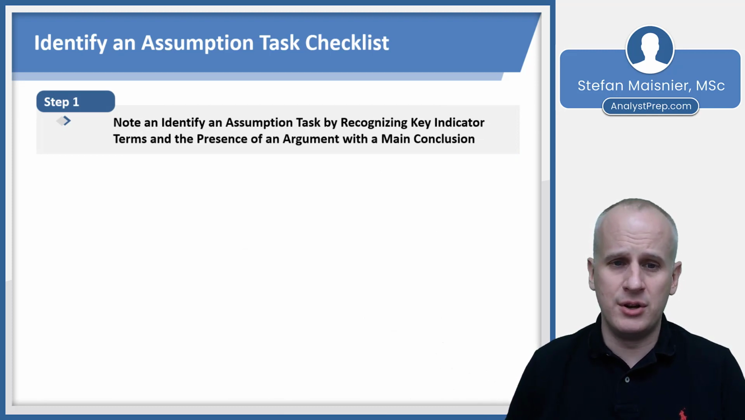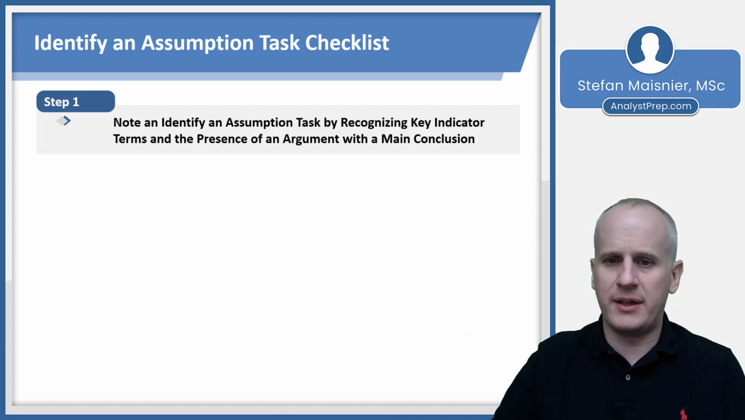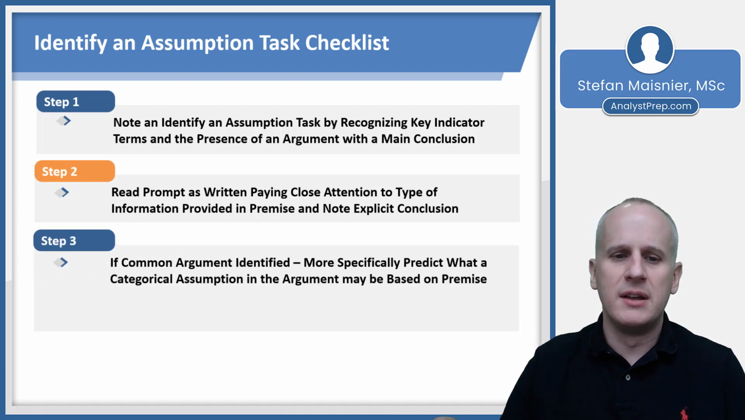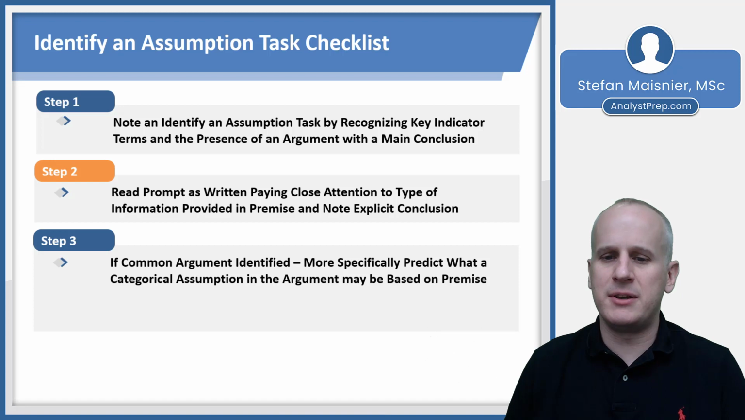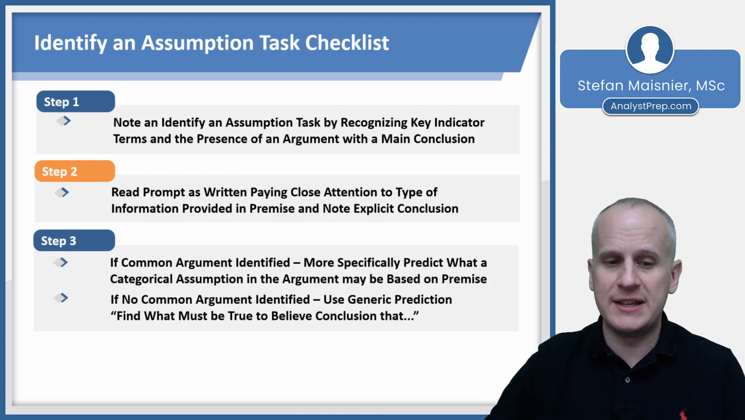As always, note the task by recognizing key indicator terms such as depends and assumption, and the presence of an argument with a main conclusion. Then you'll read the prompt as written, paying close attention to the type of information provided in the premise, and note your explicit conclusion. If you can identify a common argument, you'll want to more specifically predict what a categorical assumption in the argument may be based on the premise. But if no common argument is identified, you could just use the generic prediction of find what must be true to believe the conclusion, whatever the conclusion is.